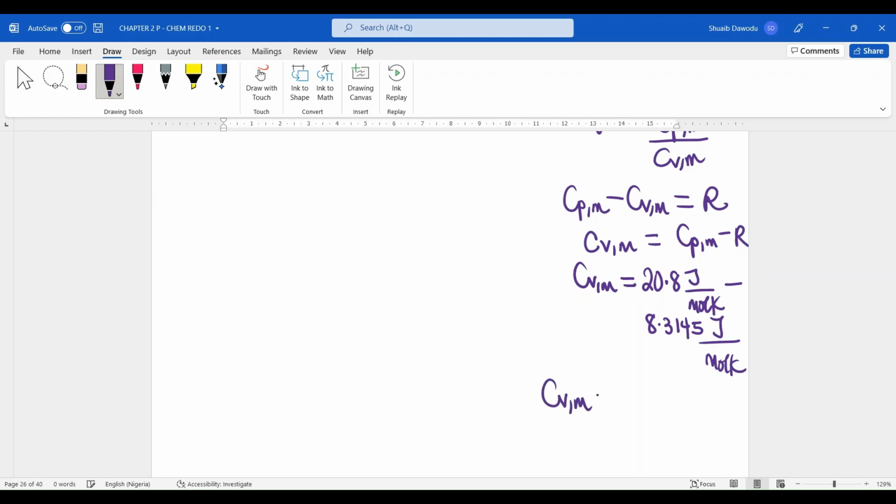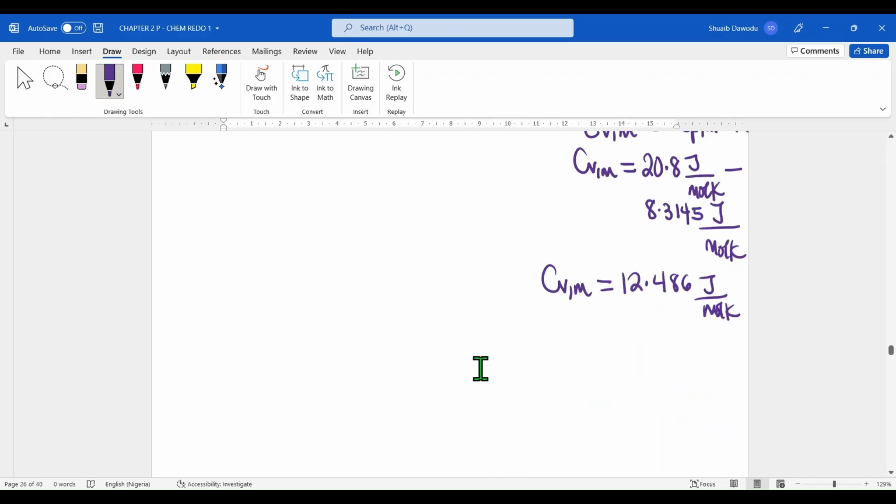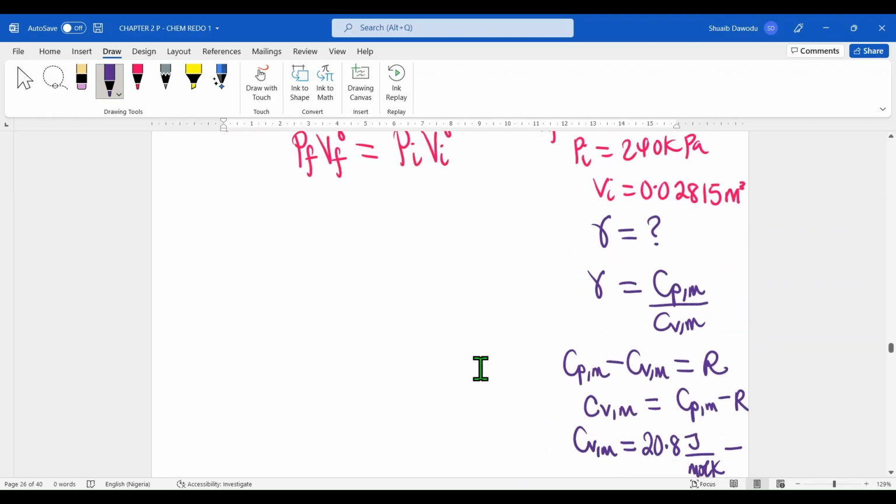CV,m is just 12.486 joule per mole Kelvin. So yeah, that's basically it. So gamma again, let's determine gamma here. So gamma is just simply CP,m divided by CV,m.